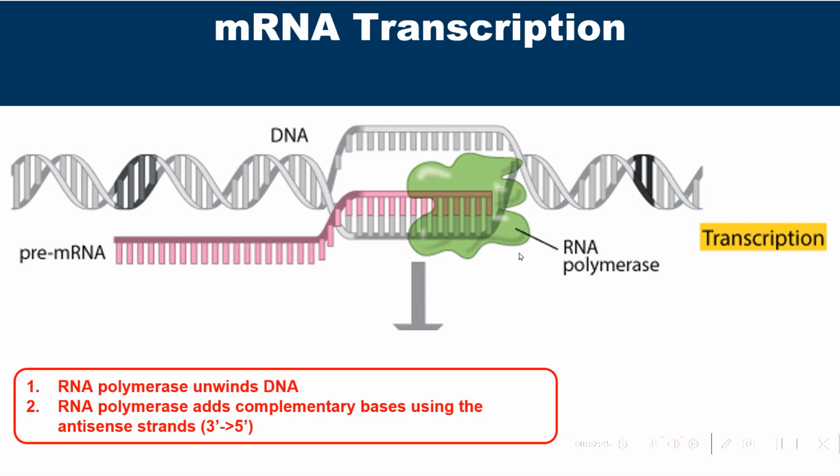You need only one enzyme, which is RNA polymerase. That does the job of unwinding the DNA, and it is also by itself adding those complementary nucleotides to build an RNA polymer. That's why it's called RNA polymerase.